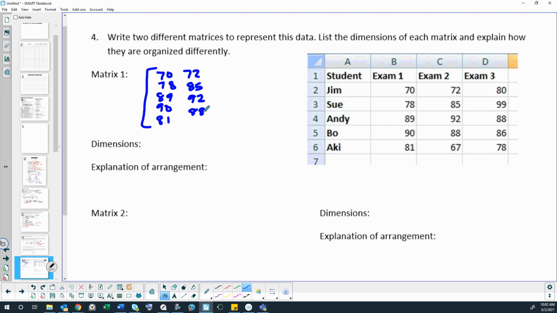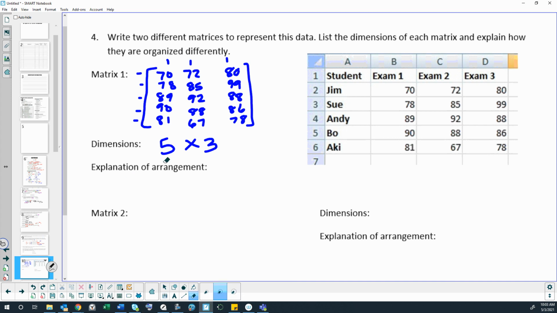92, 88, 67, and then 80, 99, 88, 86, 78. So what are the dimensions? Let's count. 1, 2, 3, 4, 5. 1, 2, 3. So this is a 5 by 3.